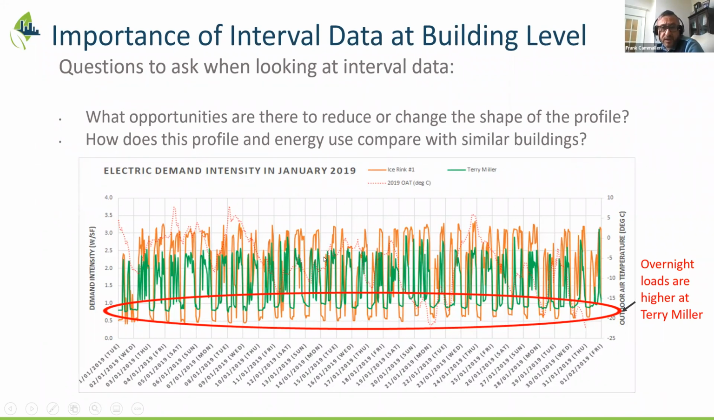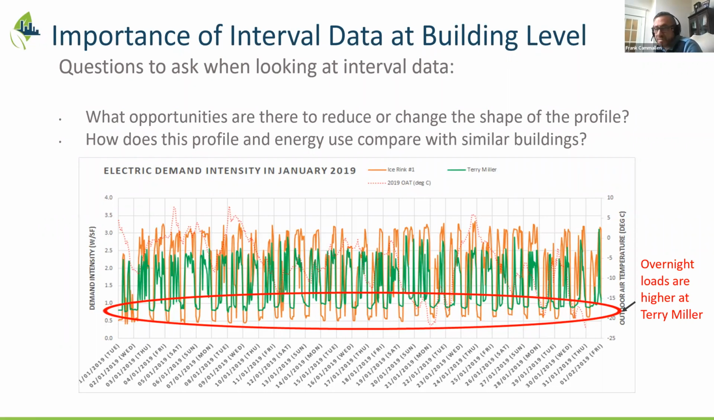And just a couple of things to note with this interval data is that Terry Miller's doing pretty great from the peaks. It's lower than the yellow. So the green graph here is Terry Miller's performance. Again, all normalized in watts per square foot to take into consideration the absolute sizes of things. But you can see at the bottom that they're not as good as the comparative ice rink with overnight loads. And this would make you question, is there something we can do about that? Are fans running longer, are lights staying on unnecessarily, right? So again, many things you can do with even interval data at the building level.